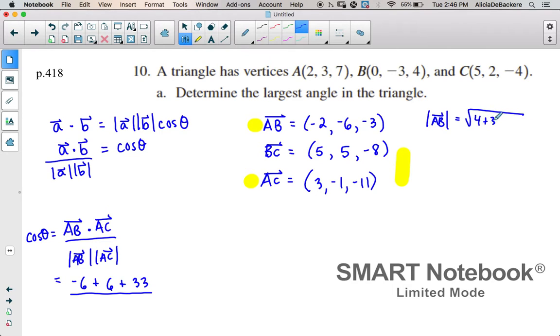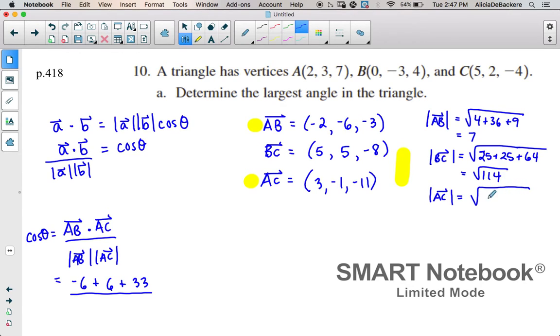So I would get 4 plus 36 plus 9. So what does that give me? Square root of 49, or 7. And then I could do up here, I'm going to want the magnitude of BC eventually. Not for this particular calculation, but I might as well just do it while I'm here. So here I'm going to get 25 plus 25 plus 64. So what's that, 114? And then I'll do the magnitude of AC. So 9 plus 1 plus 121.